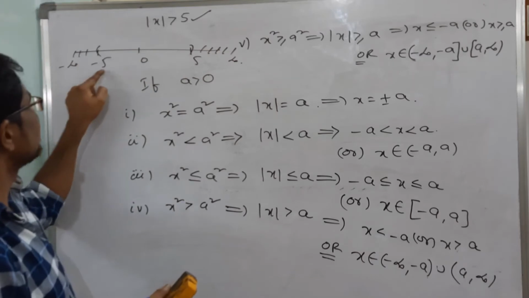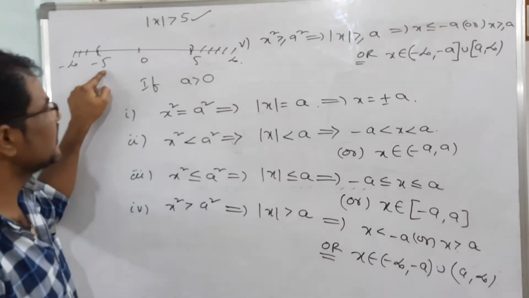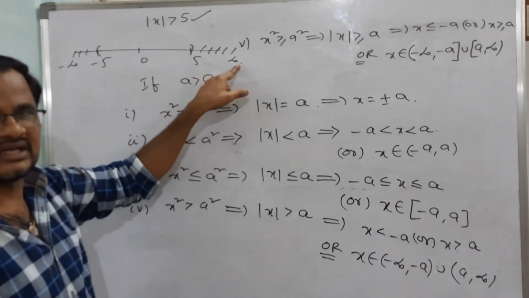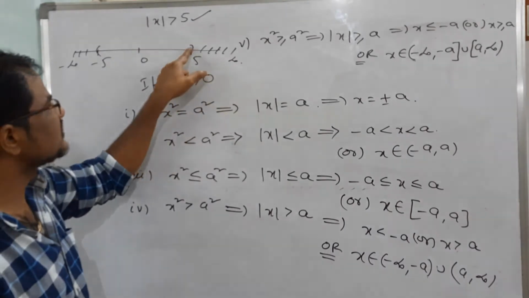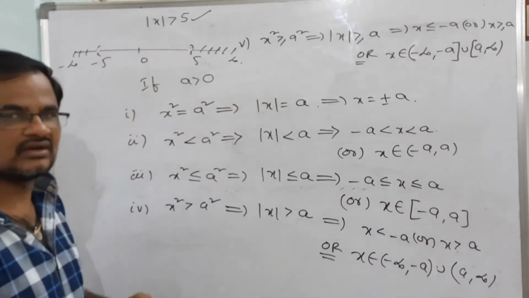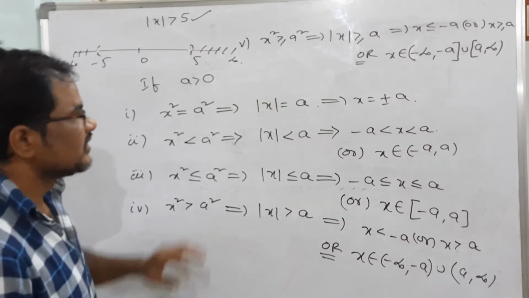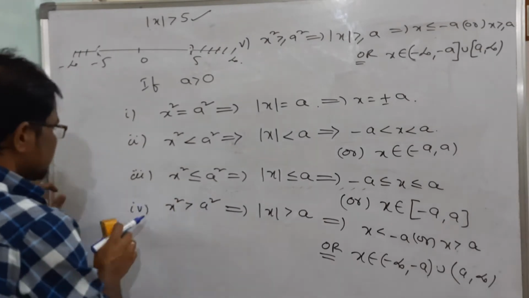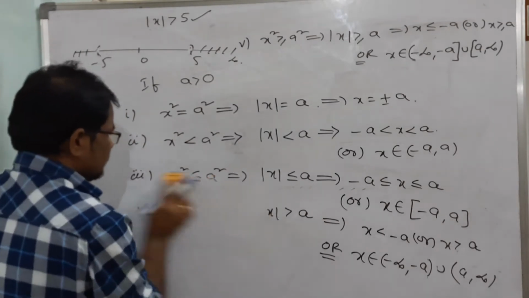Minus infinity to minus 5 is nothing but x less than minus 5, and 5 to infinity is nothing but x greater than 5, like that. If equal to is there, this one also we have to consider, this one also we have to consider. Okay, no? So these are the important conditions. Along with this, 3 more conditions are there, that one also.